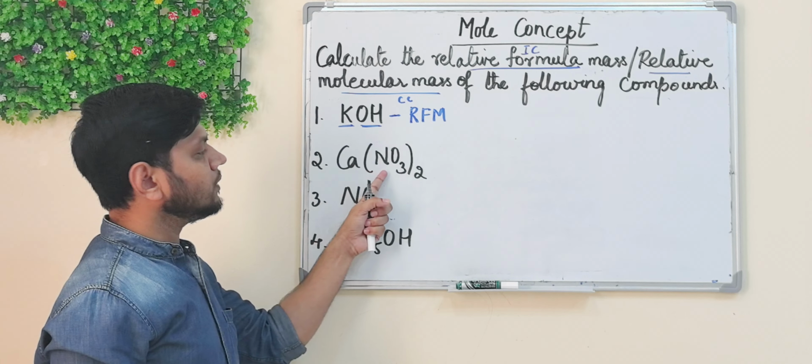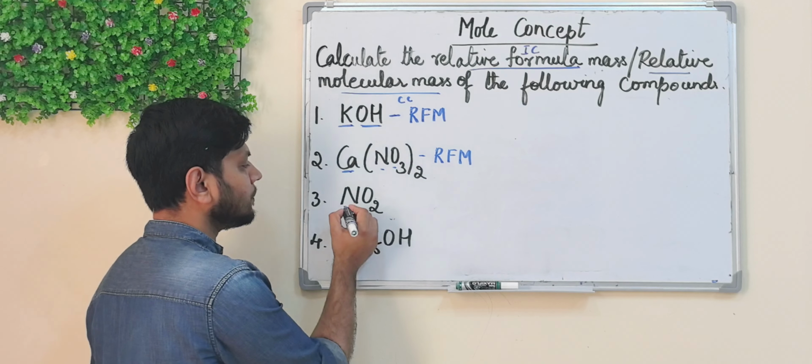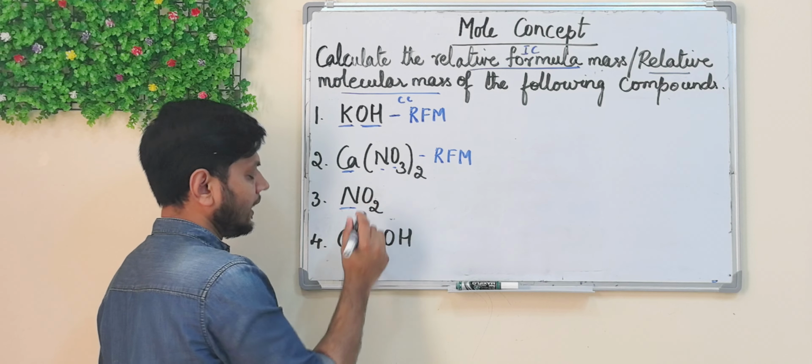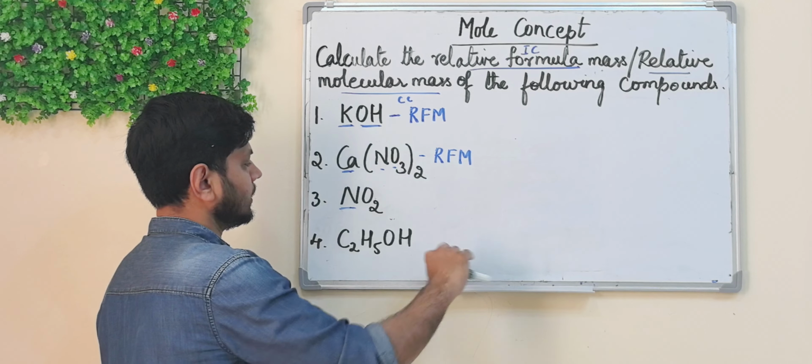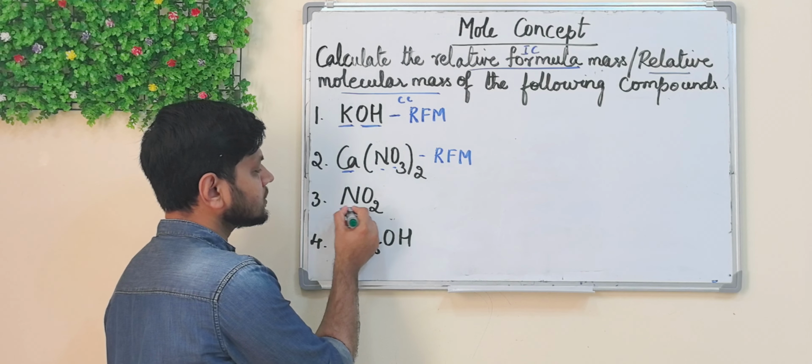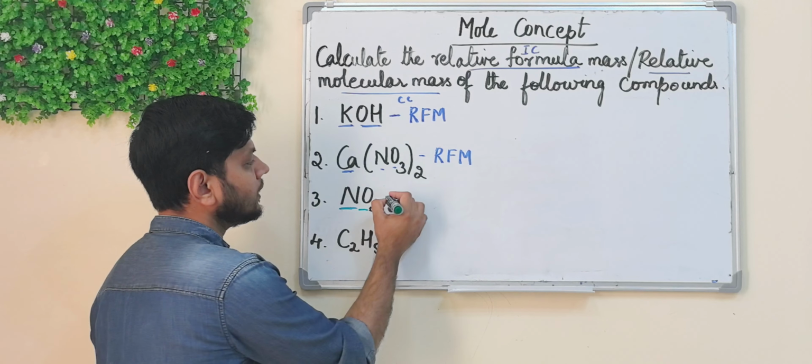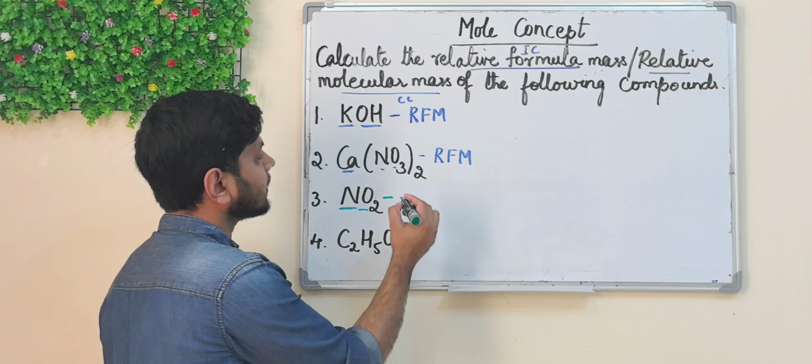Coming to the third one, nitrogen dioxide. It is made up of nitrogen, which is a non-metal, and oxygen, which is also a non-metal. So they form a covalent compound, for which we will write relative molecular mass, which is RMM. Then the last one, carbon, hydrogen and oxygen. This compound is ethanol, and all three are non-metals. So again we calculate the RMM, the relative molecular mass, for this also.